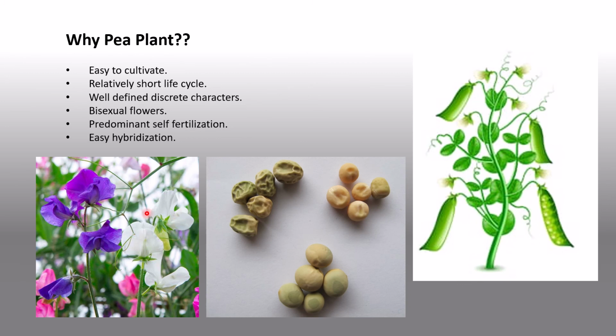And why pea plant? Why did Mendel choose the pea plant? Mendel chose pea plants for his experiments since they had various advantages: it is easy to cultivate, it has a relatively short life cycle, and it had well defined discrete characters. It had bisexual flowers, it had predominant self fertilization, and it was easy to hybridize.